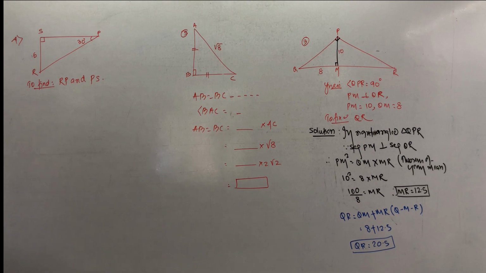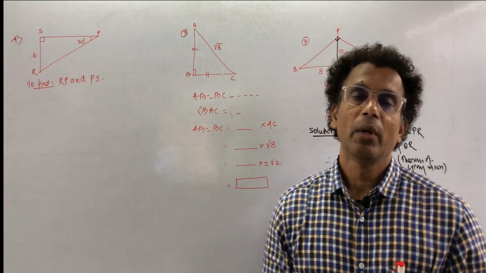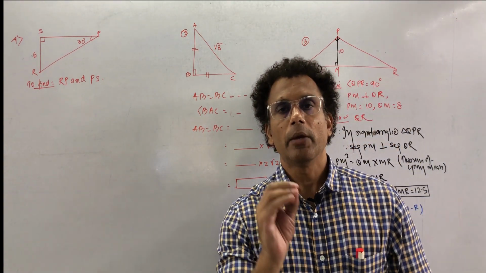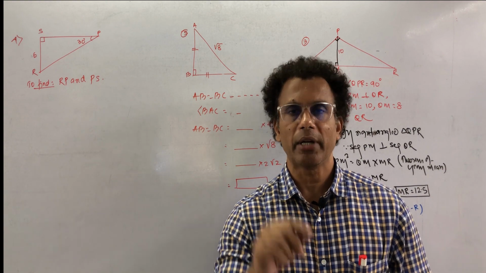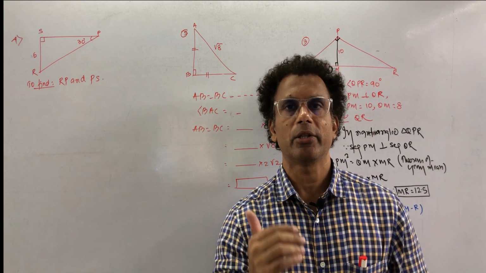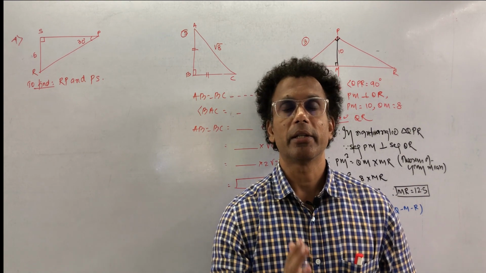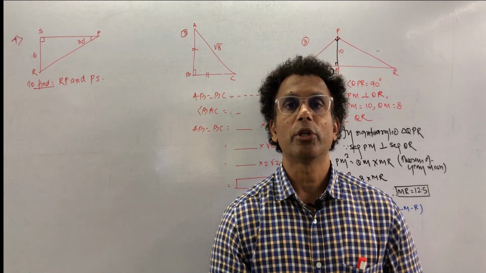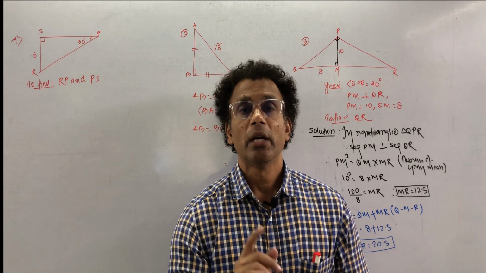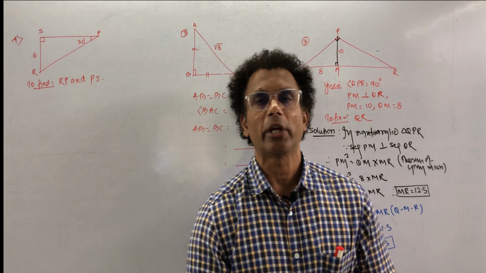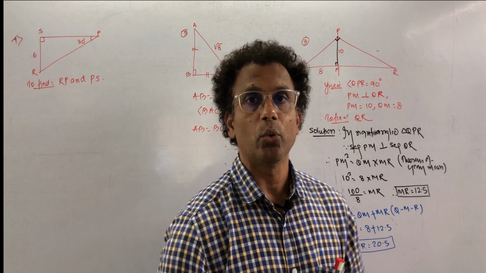Now check, these two sums are from your first chapter. This one is with the 30-60-90 theorem and this one is with the 45-45-90 theorem, which was also in your 9th standard. In a triangle, if one angle is 30, one angle is 60 and one angle is 90, then that is called a 30-60-90 triangle. So what is the theorem? The side opposite to 30 degree is half the hypotenuse, and the side opposite to 60 degree is root 3 upon 2 times the hypotenuse.